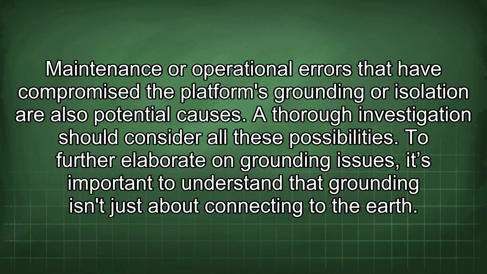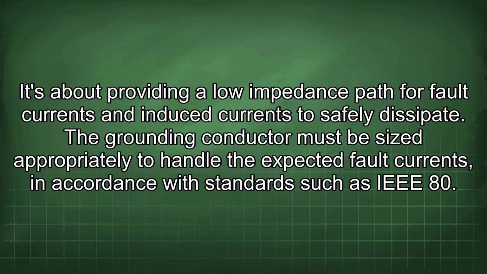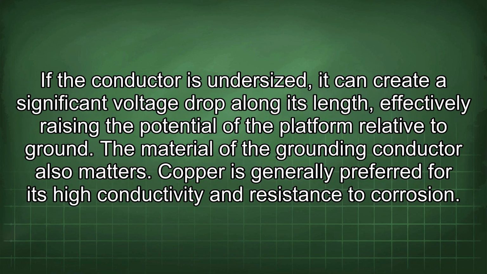To further elaborate on grounding issues, it's important to understand that grounding isn't just about connecting to the earth. It's about providing a low impedance path for fault currents and induced currents to safely dissipate. The grounding conductor must be sized appropriately to handle the expected fault currents, in accordance with standards such as IEEE 80. If the conductor is undersized, it can create a significant voltage drop along its length, effectively raising the potential of the platform relative to ground.